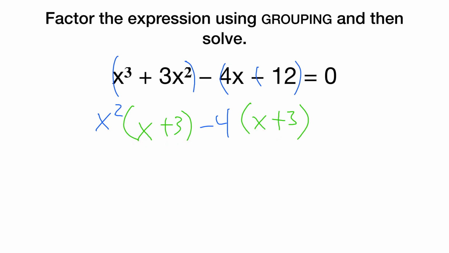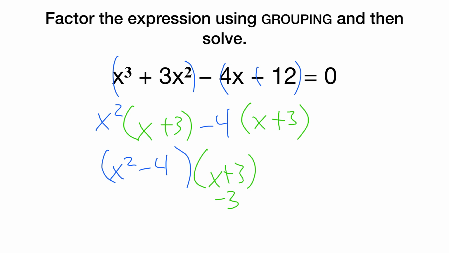If they're the same, then guess what? We did it right. Congratulations to us. Yay, yay, let's have a party. We don't have time. So this becomes x squared minus 4 times x plus 3, and the zero for x plus 3 is negative 3.